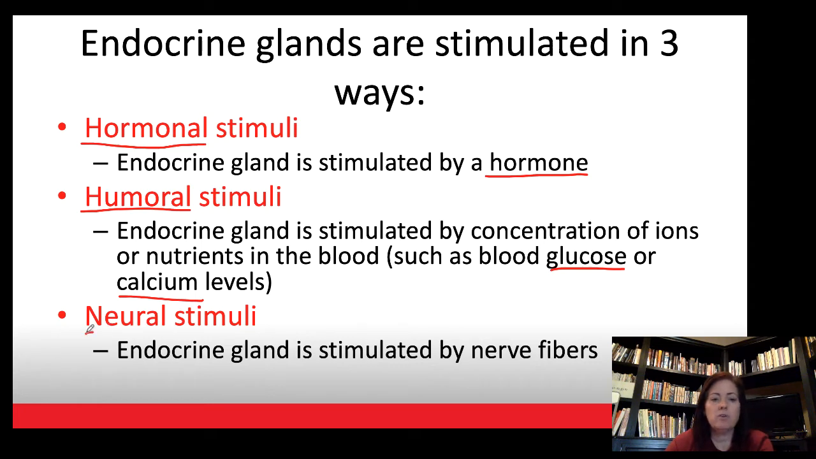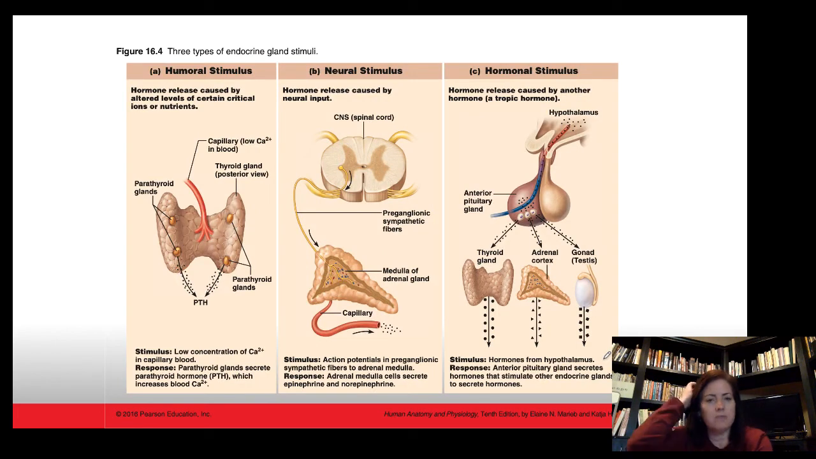And then we also have neural stimuli. So basically, if we have nerve fibers that travel to that endocrine gland and stimulate it to release its hormone, that is considered neural stimuli. Okay, so let's talk through some examples of these. So here's 3 examples of the 3 types of stimuli that affect endocrine glands. Let's do hormonal first because that's the first one we talked about. So here's an example of hormonal.